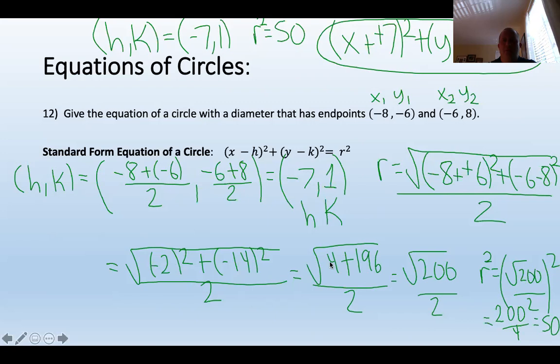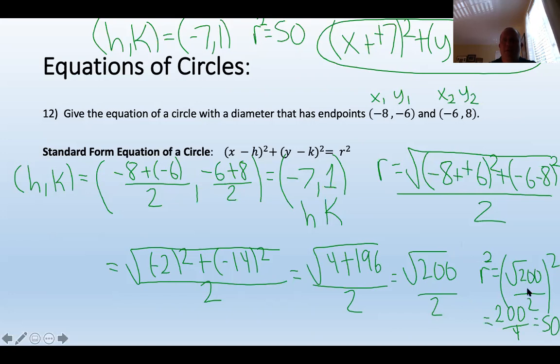-2 squared is 4, so this is the square root of 4 plus -14 squared is 196, all over 2. 4 plus 196 is 200. This ends up being the square root of 200 over 2. So that is your r, but we need r squared to plug into the formula. So r squared is just taking the square root of 200 over 2 and squaring it.